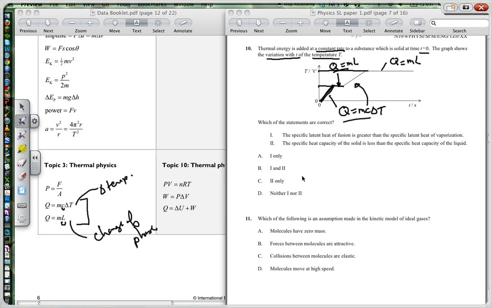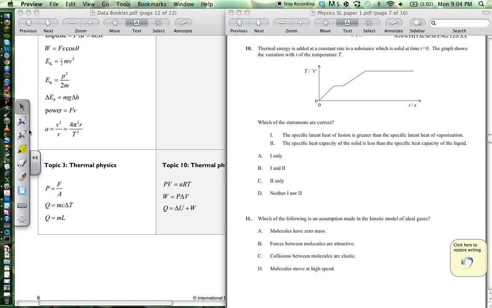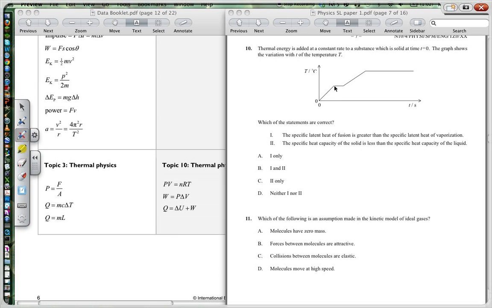So let's look at the question a little bit in more detail. Which of the statements are correct? The specific latent heat of fusion is greater than the specific latent heat of vaporization. Now, is that true or false? Let's just clear it so we can see what we're doing here. So this is the fusion part over here. This is when it is melting, because the graph shows that we start off solid. So here's where it's melting, and here's where it is vaporizing, it's turning to vapor.